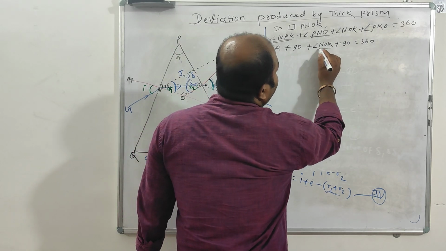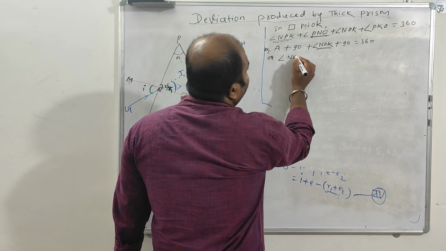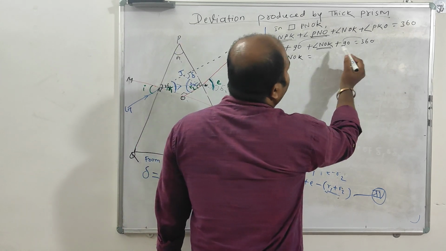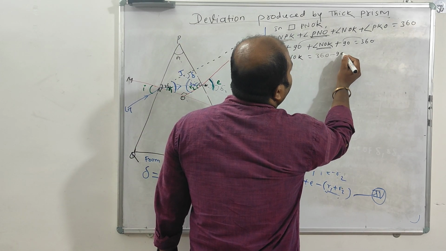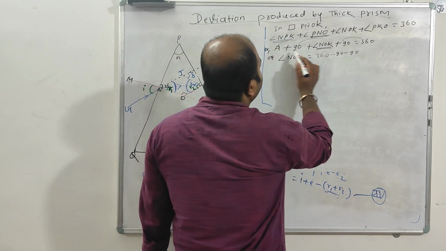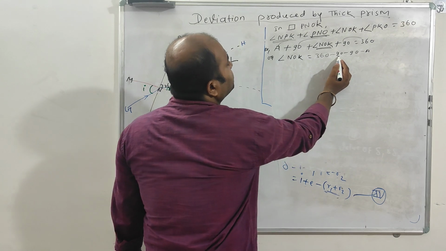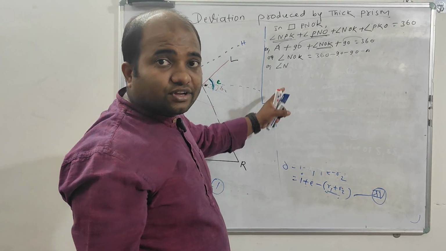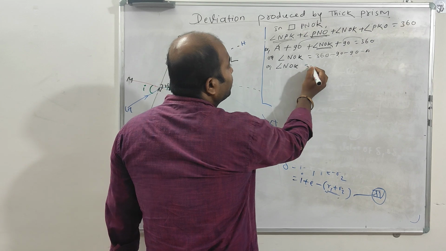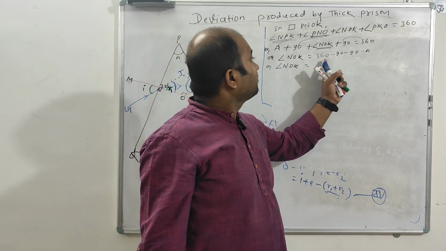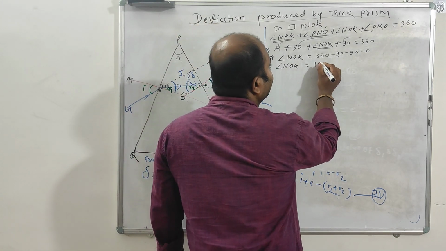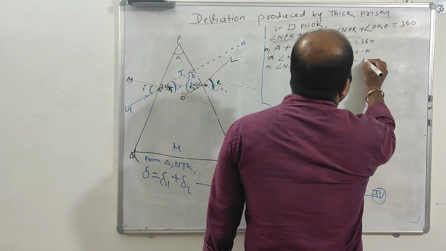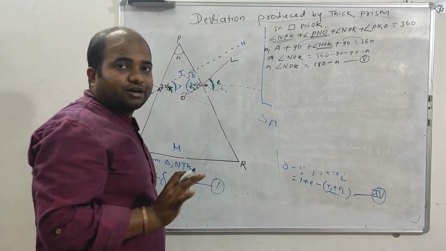Now see here, if I keep angle NOK on one side and move all components to the other side of the equation, what will I get? 360 minus 90 minus 90, and minus A. So 360 minus 90 minus 90 is 180 minus A. So our angle NOK equals 180 minus A. This was equation number 4, so I'll keep this as equation number 5. No doubt up to here.